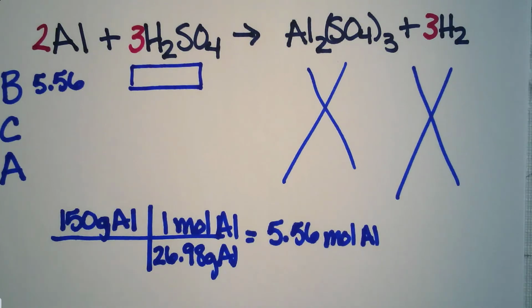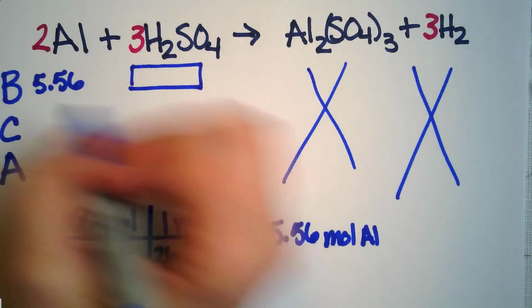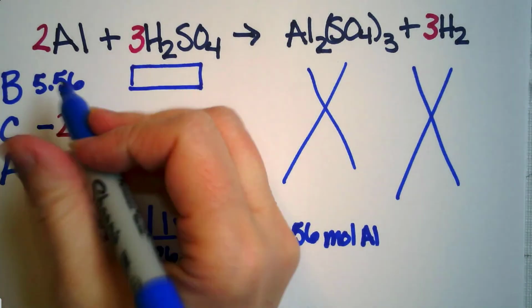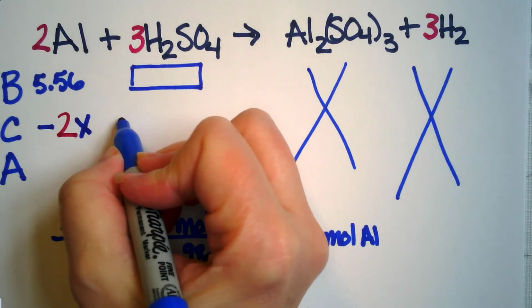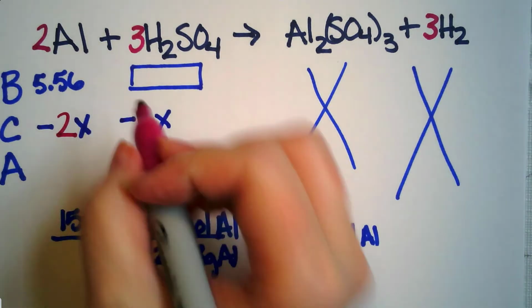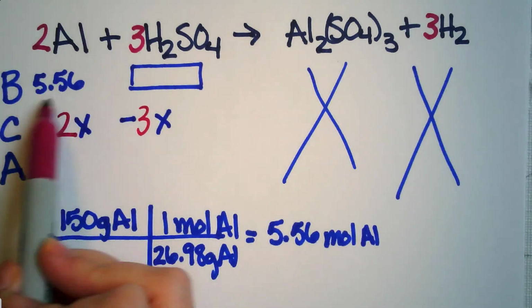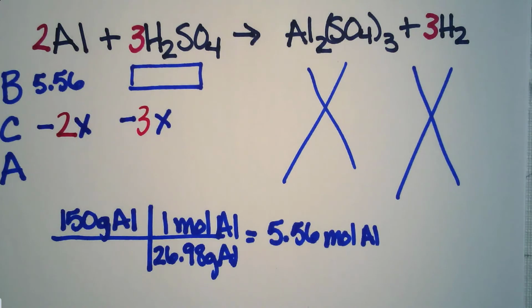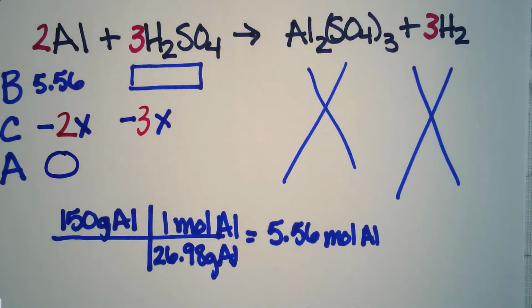All right, the other things that we automatically know that we can mark down is that this is going to be minus 2x. I've changed the colors just so that you can see where the 2 came from. And this one is going to be minus 3x when we are all the way done. It's dealing with our molar ratios, our mole to mole ratios. So this is how much we are starting with. If we assume the whole thing is going to go to completion, that means nothing is going to be left. Let's just assume that.